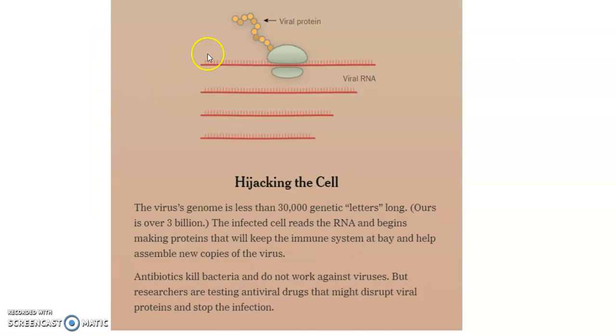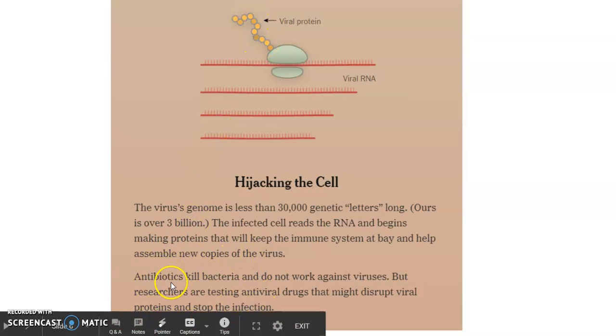All right, so in our cells, once the virus has infected them, remember, it hijacks the cell. It uses our machinery to make proteins and to make more RNA molecules so that it can make more viruses. The virus's genome is less than 30,000 genetic letters long. Remember, ours is 3 billion, so it's pretty small, all right? And so the infected cell can then read the RNA, and it uses that RNA to make the viral proteins.